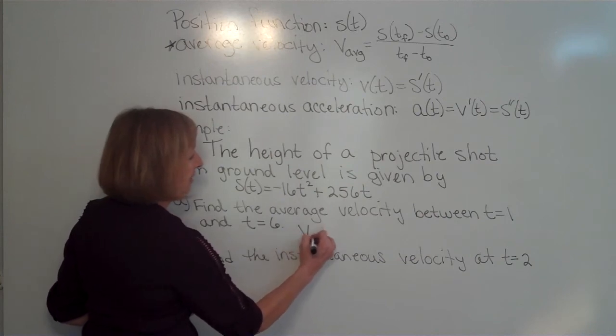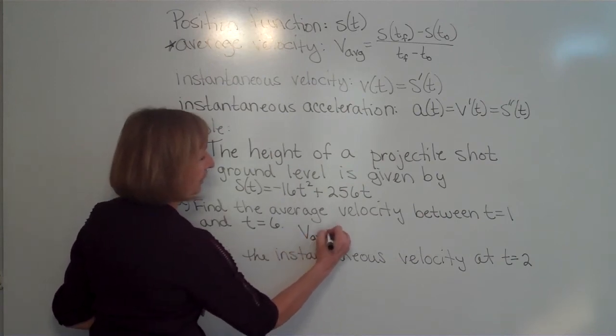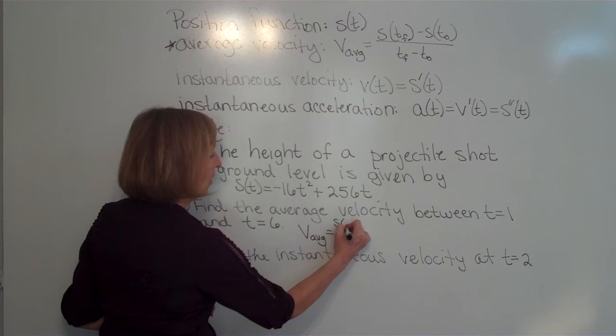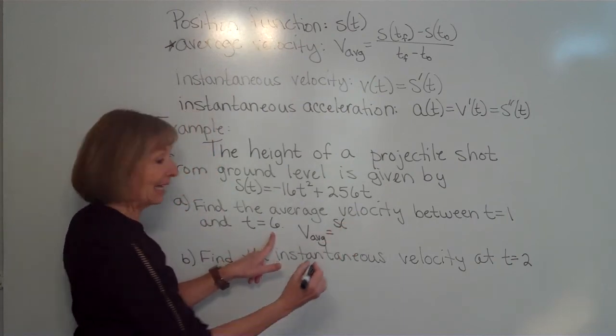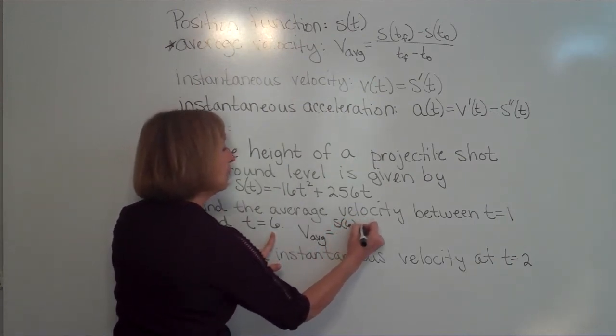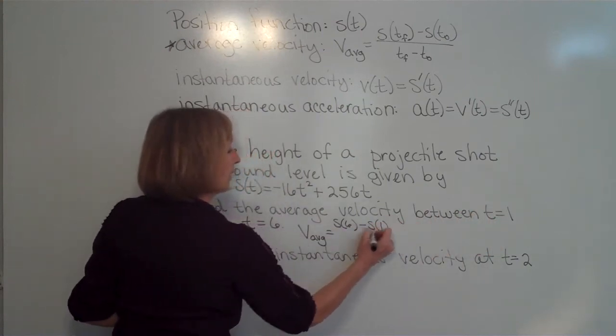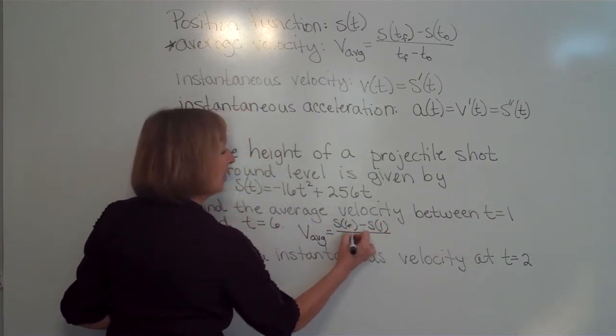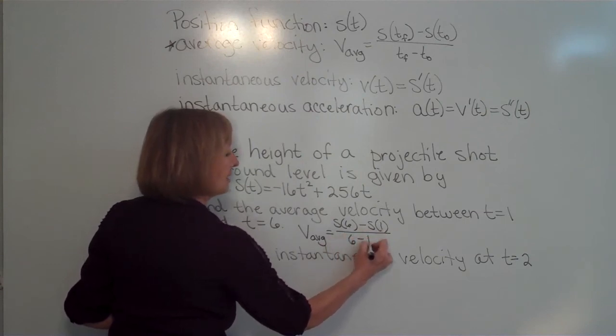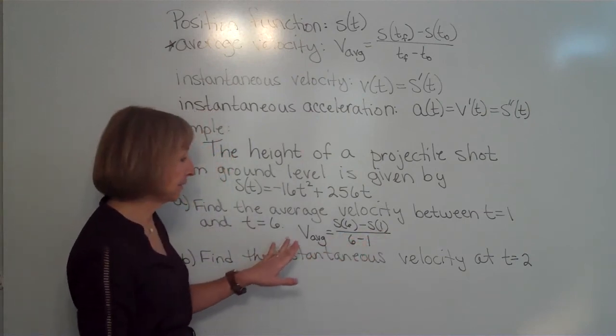So my v sub average is s of my ending time 6 minus s of my beginning time 1. And I divide that by my ending time 6 minus my beginning time 1.